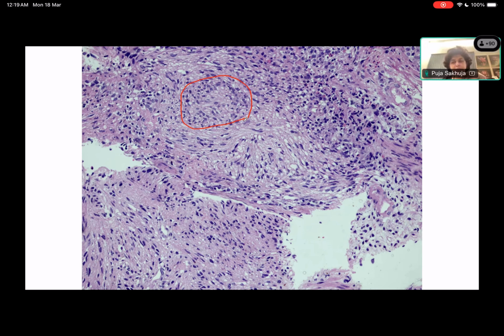So these are the same spindle cells. It's just cut transversely, right? Yes. So they're longitudinal and transverse cuts for these fascicles. Is it artifactual? It's just a longitudinal or a transverse cut.